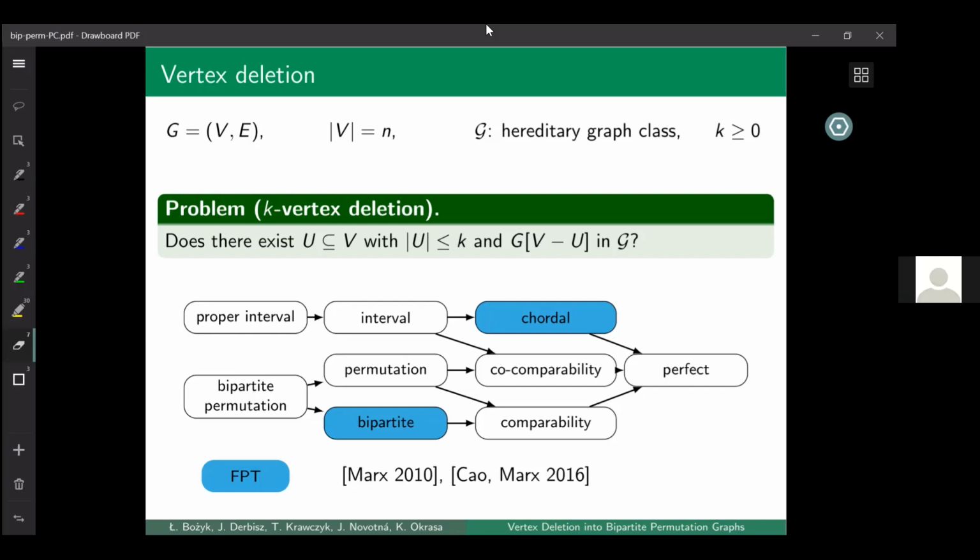Okay. So I just have a quick question here, just to clarify. The way you have given this picture, essentially the proper interval graph is a subclass of interval graph, that is a subclass of chordal graph, and so on. Similarly, in this case, looking at the picture, permutation graph is actually a subclass of both comparability and co-comparability graphs, while bipartite graph is also a subclass of comparability graphs. That's correct. Yeah, thank you for this remark. I didn't say it. I should have said it.